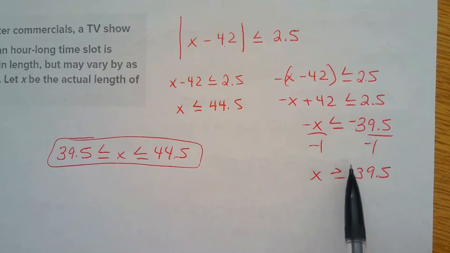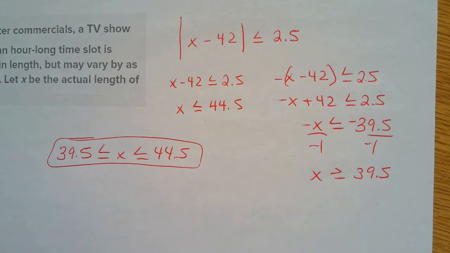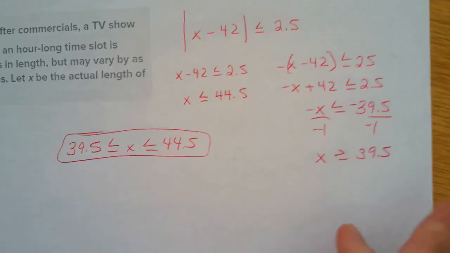So then I can get x greater than or equal to 39.5 and less than or equal to 45.5. A lot of information in here because there's two separate things. So you have to be able to solve absolute value equations and then also solve inequality.